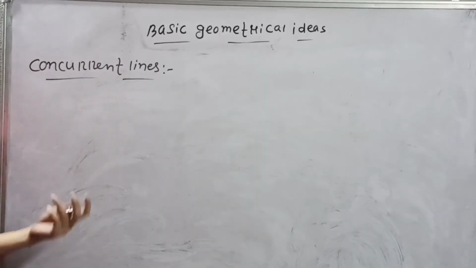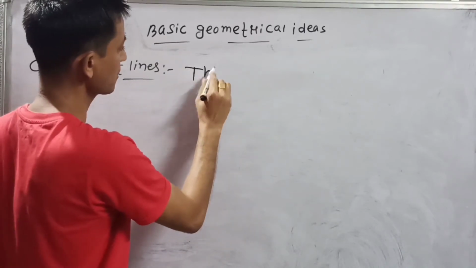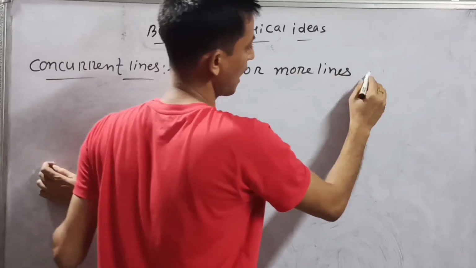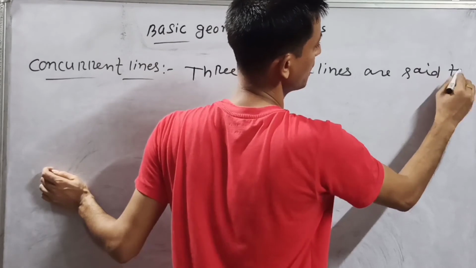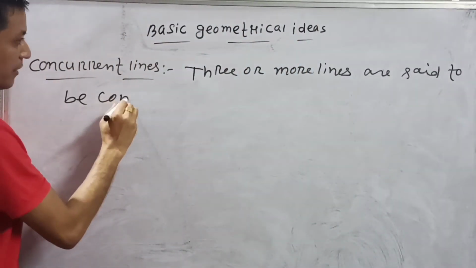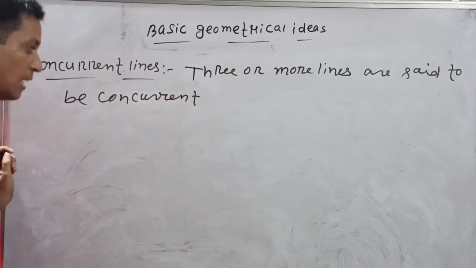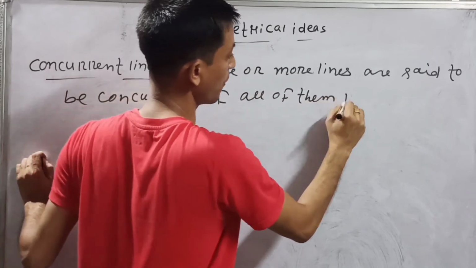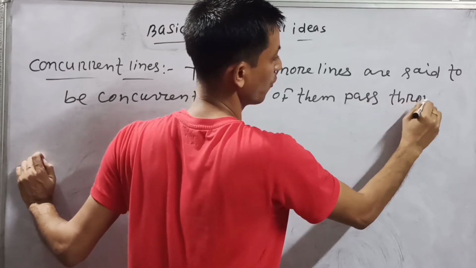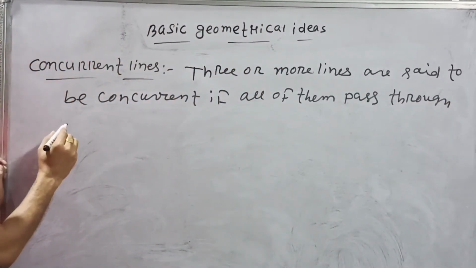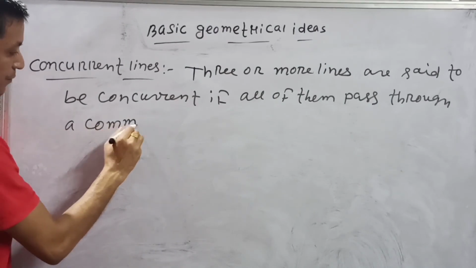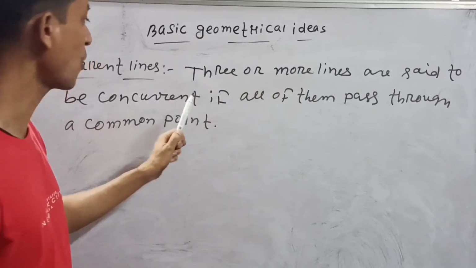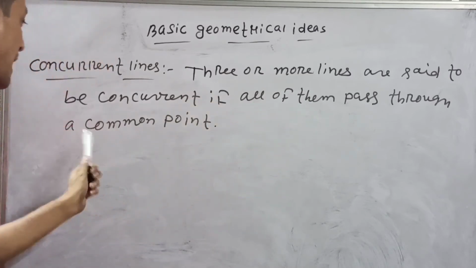Lines. What do you mean by concurrent lines? Three or more lines are said to be concurrent if all of them pass through a common point. So three or more lines are said to be concurrent if all of them pass through a common point.